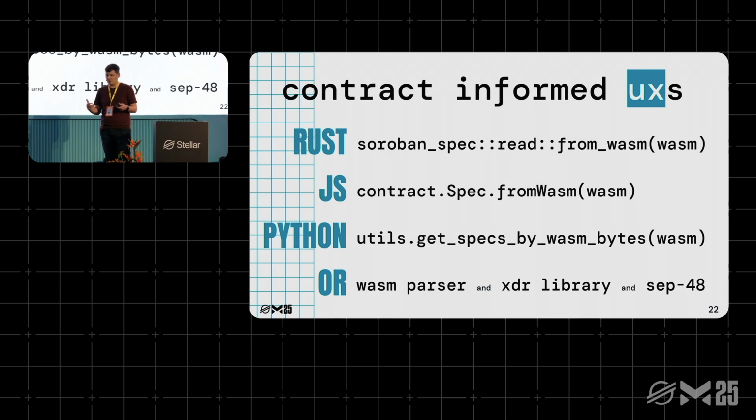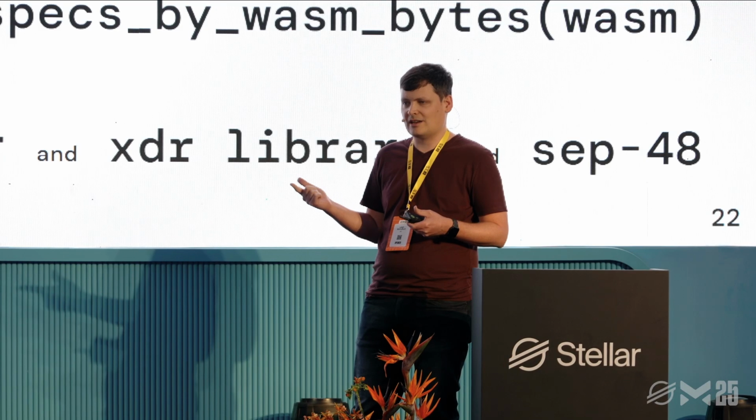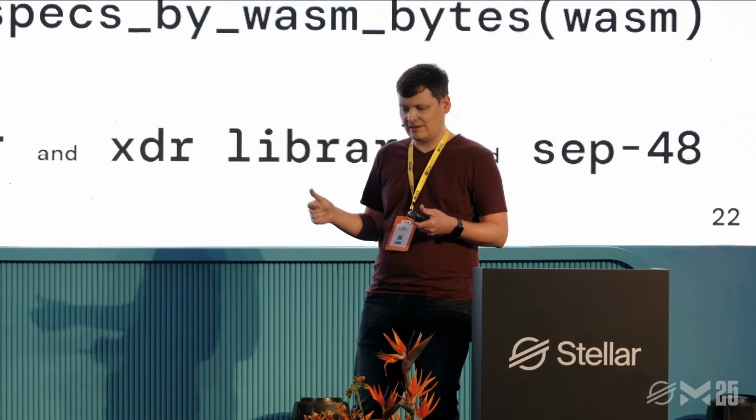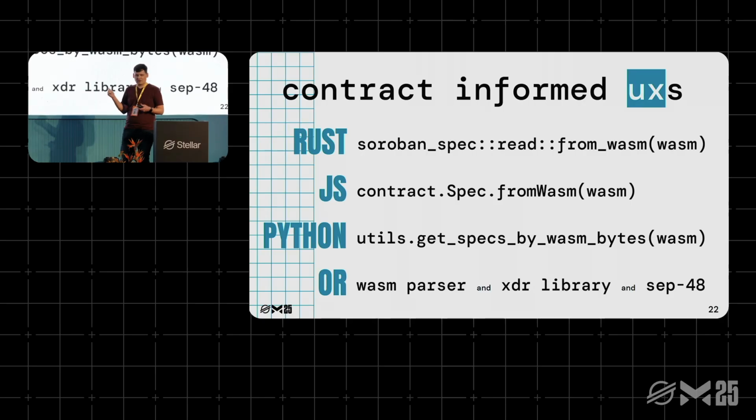They're contract-informed user experiences. Now, if you want to use this in your application, you can use any of these one-liner utilities to get the contract spec out of a WASM. If you're using other languages, you can also just use a WASM parser or an XDR library. These things are easy to get access to.